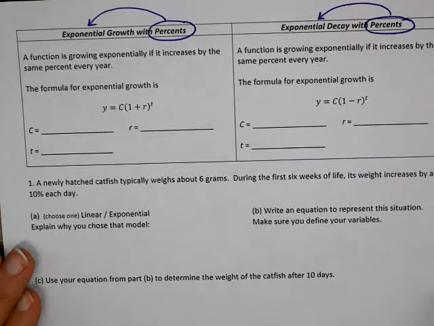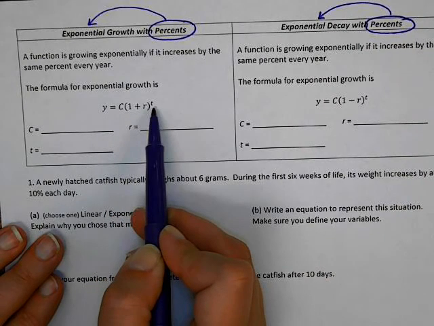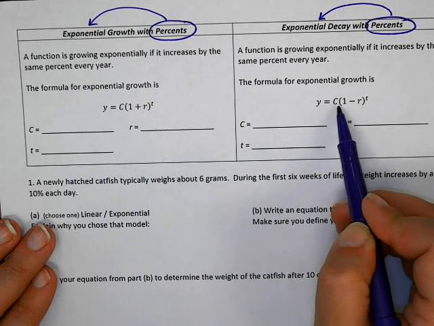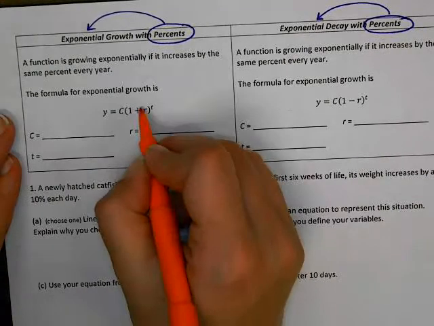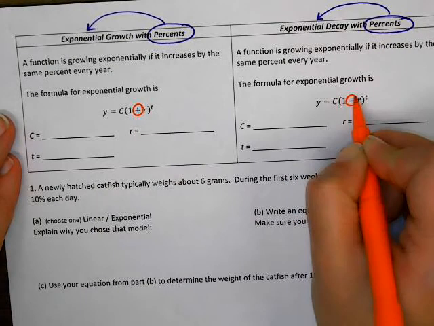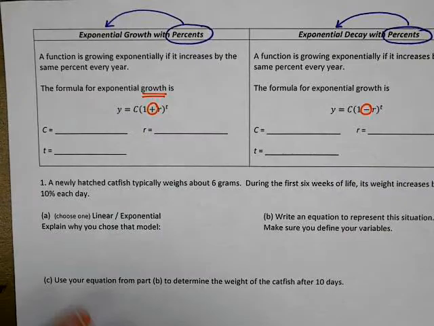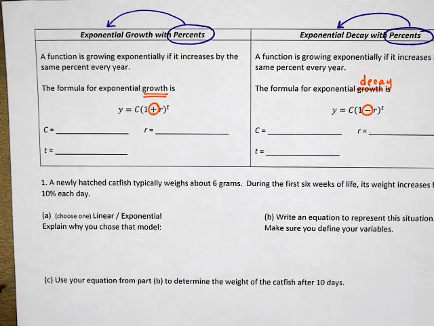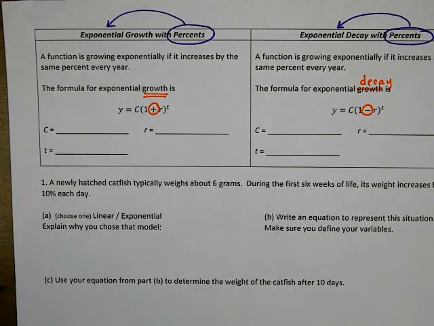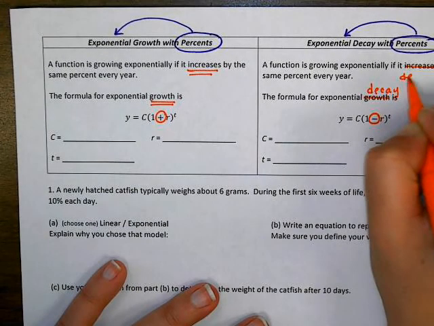So the formula for whenever we have growth where we have a percent looks like this: y equals c, parentheses 1 plus r to the t, or y equals c, parentheses 1 minus r to the t. The only difference between these two formulas is that one of them has a plus and one of them has a minus. We use the plus when we're dealing with exponential growth, so our numbers are getting bigger, and we use the minus, pardon the typo, for whenever we're dealing with exponential decay, so our numbers are getting smaller. Think about growing as increasing, and think about decaying as decreasing.